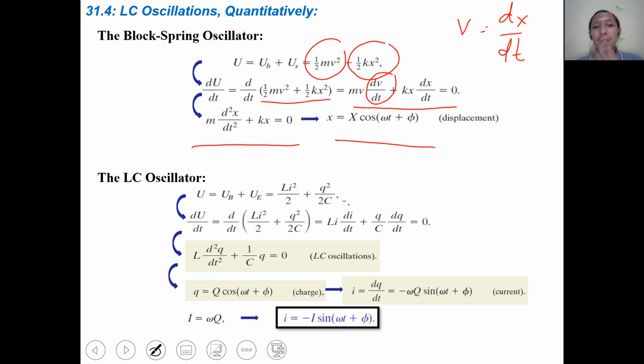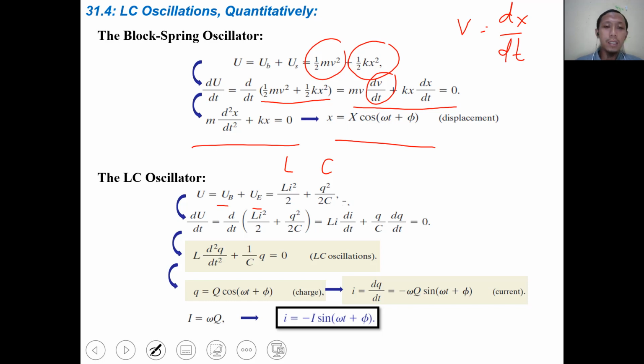And then in the LC oscillator, the total energy U is the magnetic energy plus the electric energy. So this is from the inductor and this is from the capacitor. The energy in the inductor is L i squared over 2, and the energy in the capacitor is q squared over 2C.